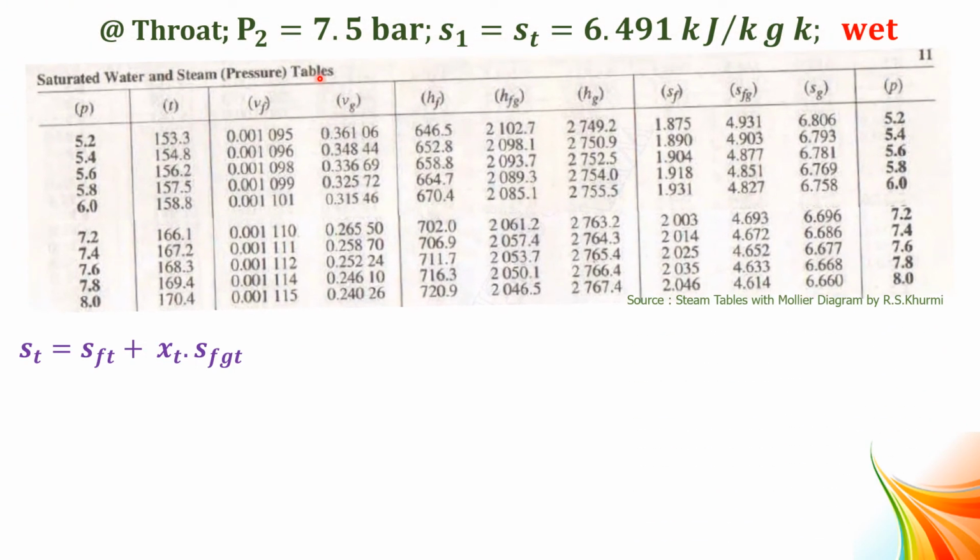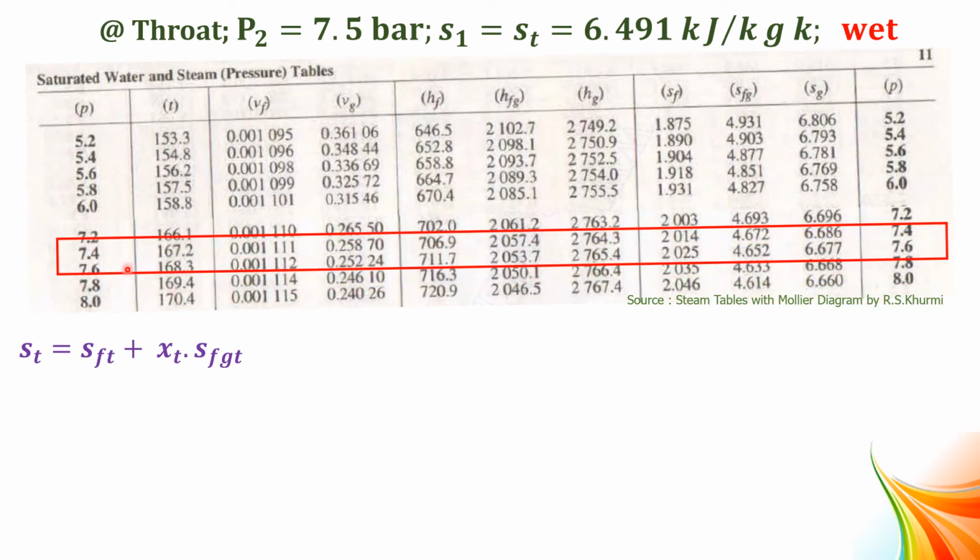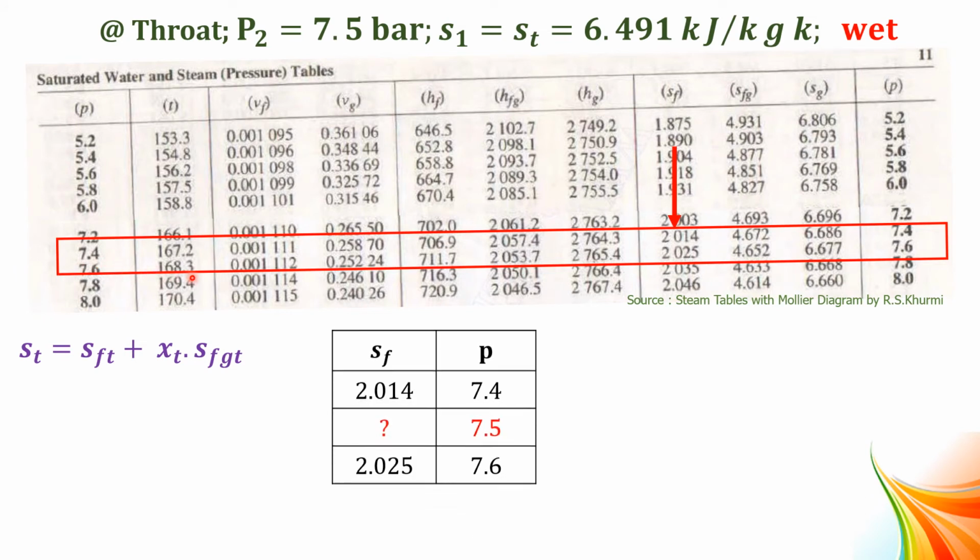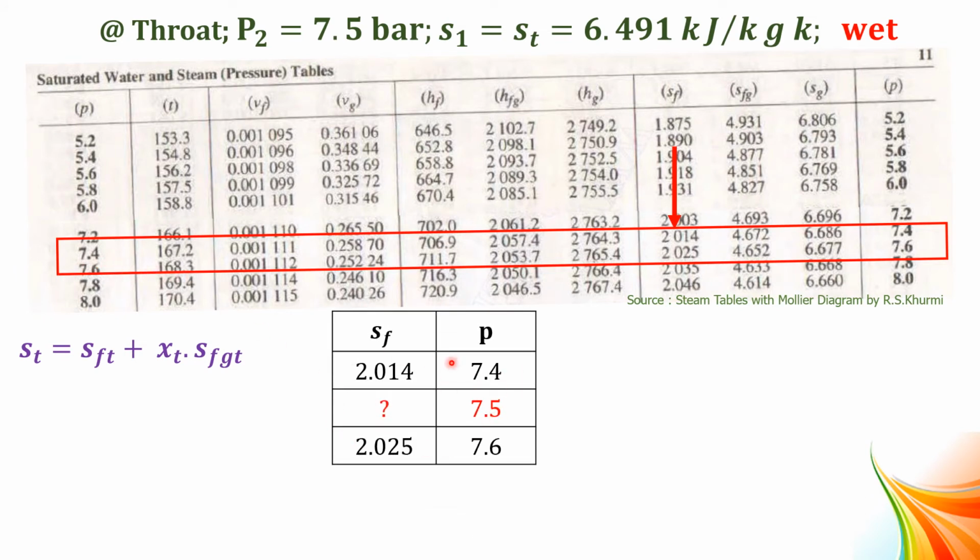So from the steam table, corresponding to a pressure of 7.5 bar, we have to find out the value of Sft and Sfgt. So here also the 7.5 bar pressure is not given. So we have to take the values of Sft corresponding to 7.4 bar and 7.6 bar and interpolate it. These are the values: 2.014 for 7.4 bar, 2.025 for 7.6 bar. Now by interpolating this, we can get the value of Sft. Sft equal to 2.0195 kilojoule per kilogram Kelvin.